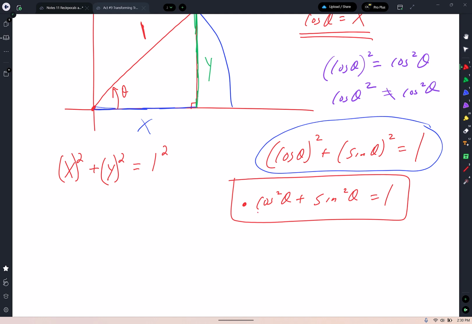We don't judge here. You're going to say that you are cosine squared, and your significant other is sine squared, and together you guys are 1. If they don't understand that or they don't get it, break up with them and upgrade. Okay, all jokes aside, teach them that cosine squared plus sine squared is 1.